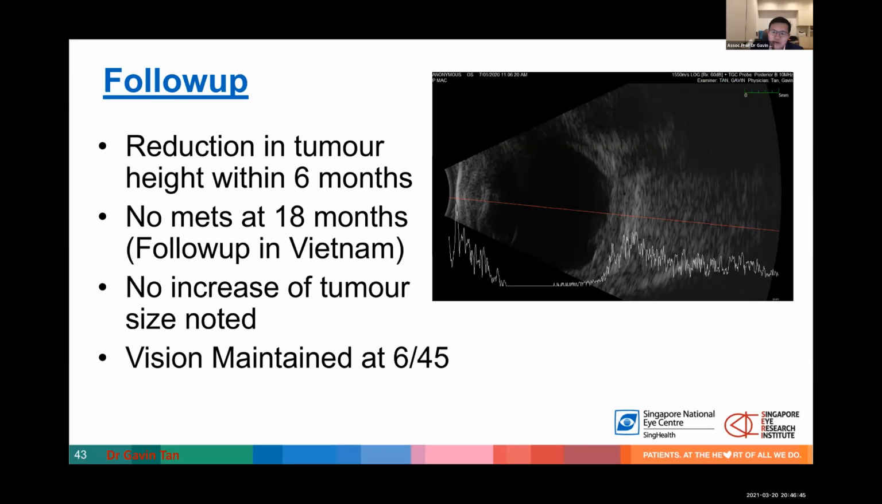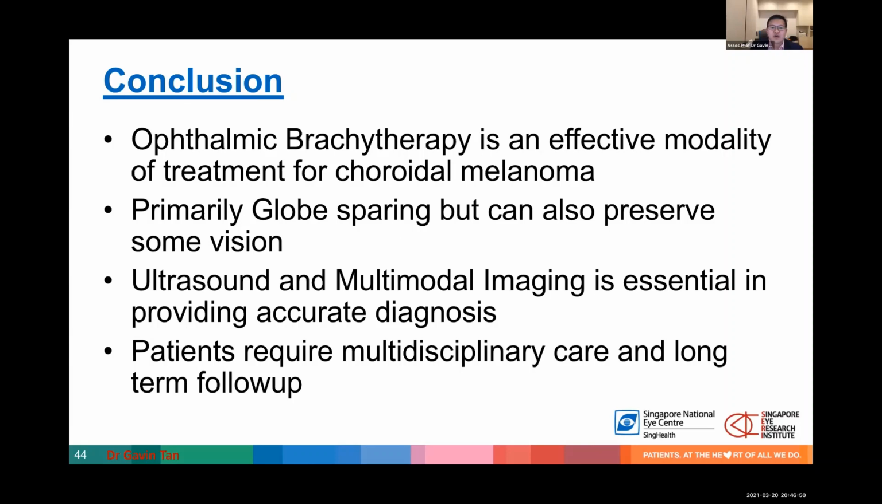So in conclusion, ophthalmic brachytherapy is an effective modality of treatment for choroidal melanomas. It's primarily globe sparing, but you can preserve a fair amount of good vision in the medium to long term. Ultrasound and multimodal imaging is really useful, essential, to provide an accurate diagnosis. And patients really require multidisciplinary care and long-term follow-up in order to manage local recurrences and surveil them for metastasis.